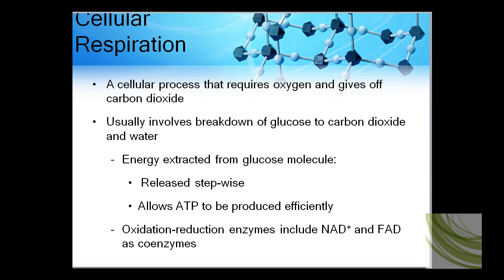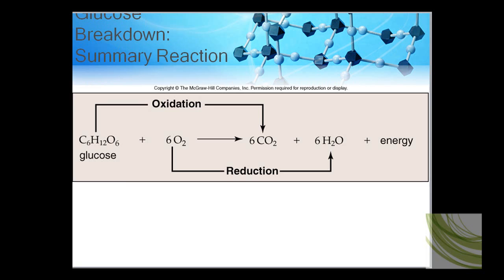It's basically its definition. It's a cellular process. It requires oxygen and gives off carbon dioxide. Usually it involves the breakdown of glucose to carbon dioxide and water. The energy extracted is released stepwise. It allows ATP to be produced efficiently. The oxidation reduction enzymes include NAD and FAD as coenzymes. But let's look at the very beginning.